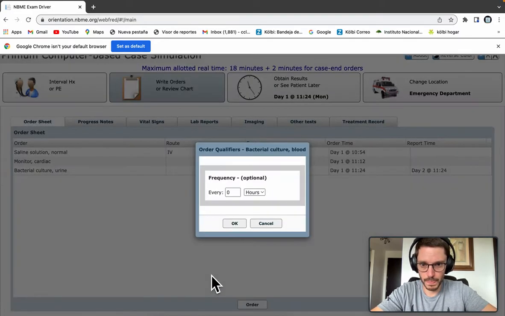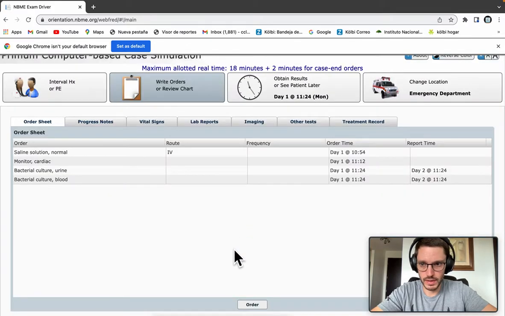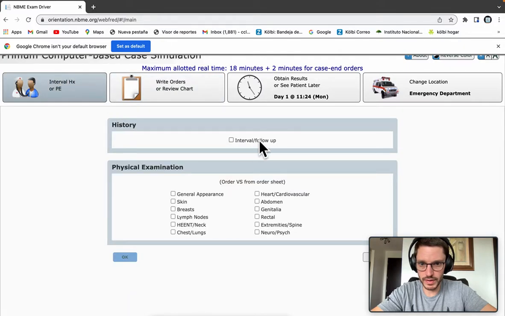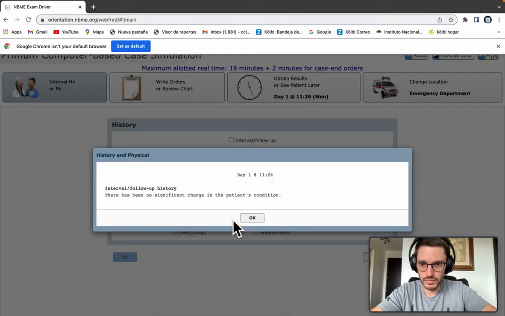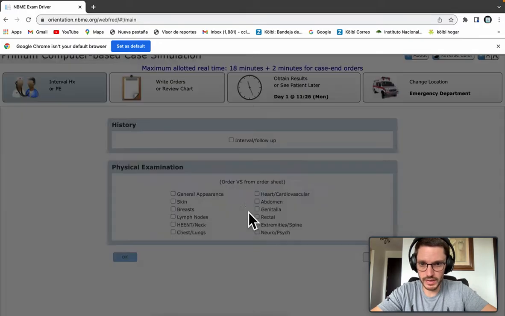Yeah, right now. And we already gave IV fluids. Let's see how her interval is. Interval follow-up. And I'm not sure if I have to mark these. Let's see what happens if I just mark that. There has been no significant change.